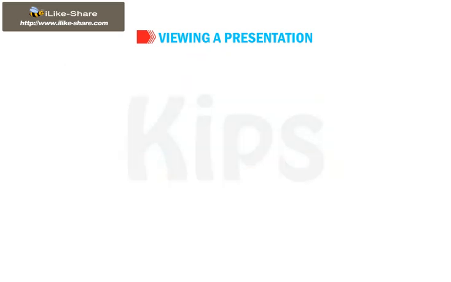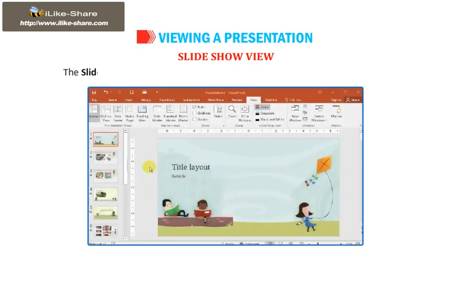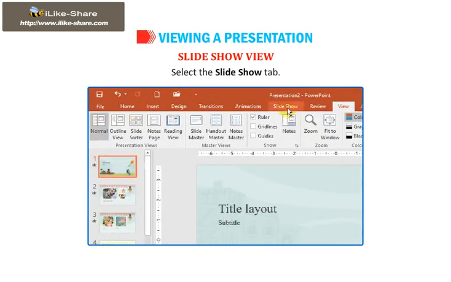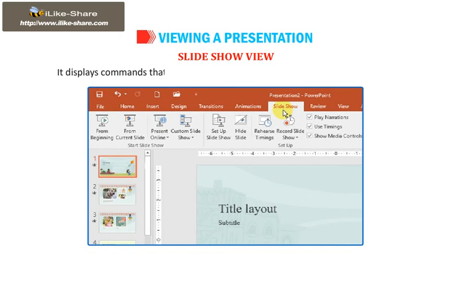Let us talk about Slideshow view. The slideshow view is used when you deliver your presentation to audience. It is just like the pictures in a photo album. It displays all the slides in the presentation one by one on the full screen. You can select the Slideshow view button at the bottom of the slide window or select the Slideshow tab. It displays commands that help you with various choices to run the presentation.